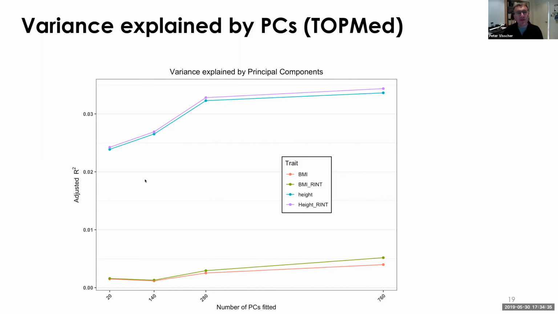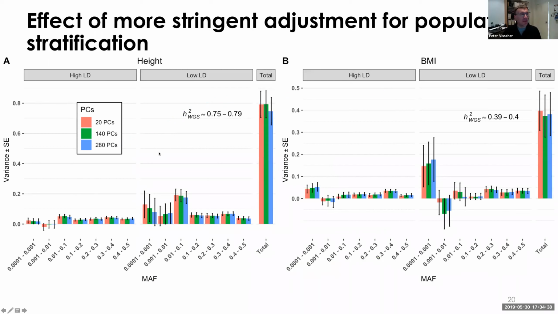We next looked at the effect of actually just including more PCs in our model. So here we have where we fitted either our original 20 PCs, and we go up to 280 PCs fitted in a model of analysis. The 280 would be 20 PCs from SNPs in each of these 14 bins. And I hope you agree with me that the results changed actually very little, and we still end up with a total estimate of heritability of 75 to 79% for height and about 40% for body mass index.